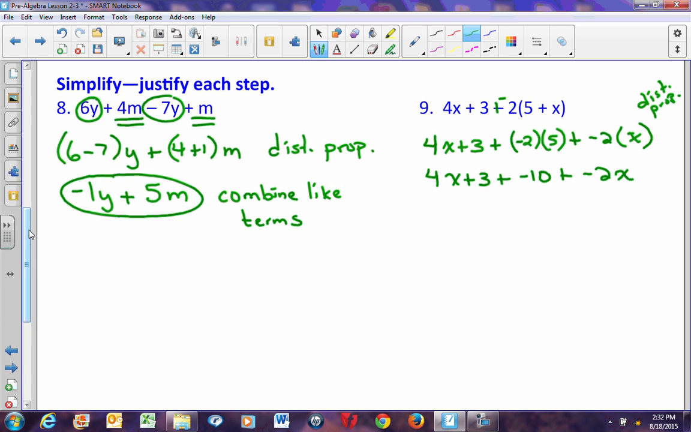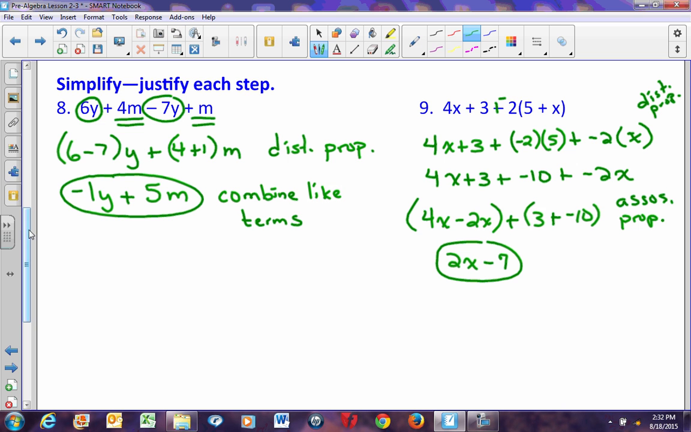Now I'm going to actually do the associative property for 4x minus 2x plus 3 plus negative 10. This is the associative property. Okay, so I just grouped them differently. Now I'm going to do like terms. 4x minus 2x is 2x. 3 plus negative 10 is equal to negative 7.